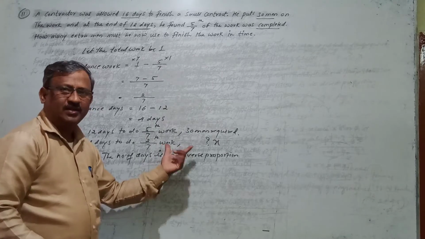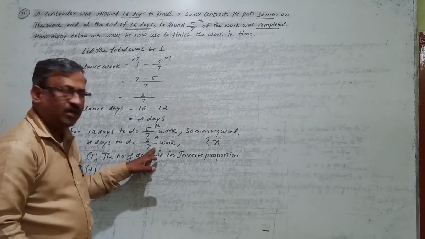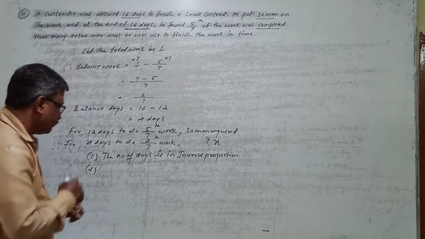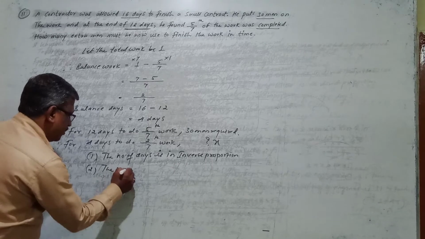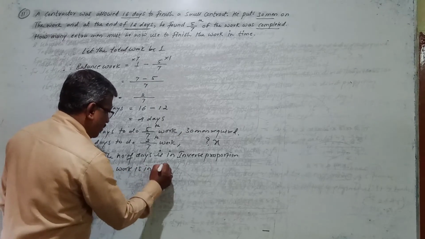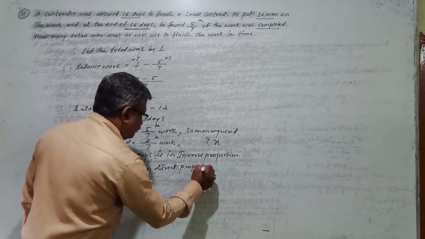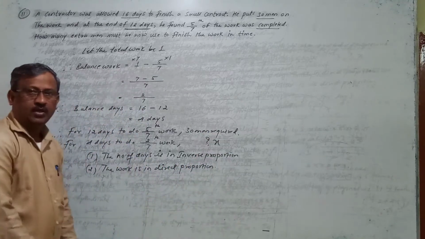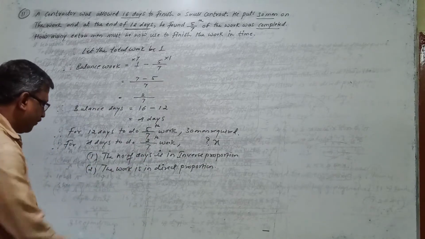When both are decreasing or when both are increasing, it is said to be what? It is direct proportion. So here the work is said to be in direct proportion. Here you put number 2 and write: the work is in direct proportion. And now accordingly you have to put the proportion.